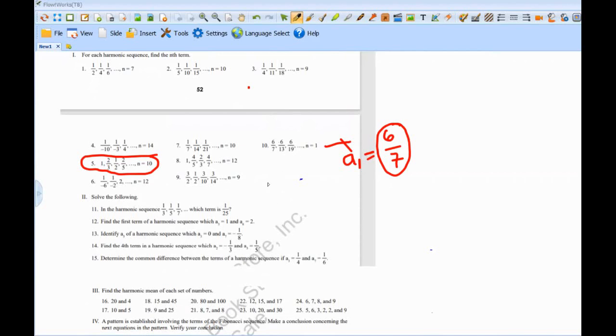Okay, next, number 15. Solve the following. Determine the common difference between the terms of the harmonic sequence a sub 3, a sub 3 is equal to 1/4. It's not writing. There is a problem with my board. Okay, I'll stop it first.